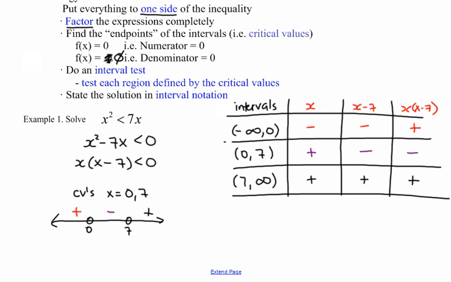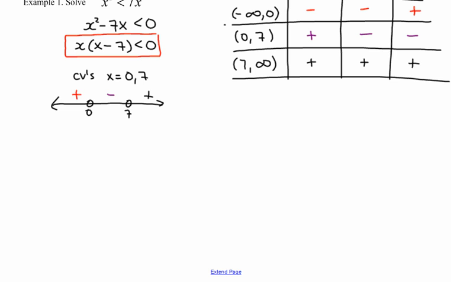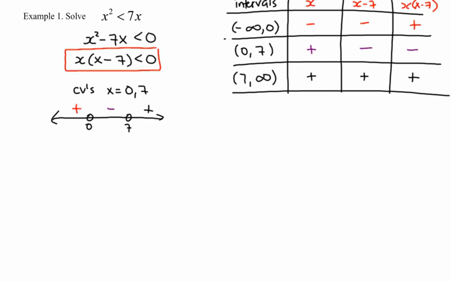Now the question is asking, so we're looking here. We want, when is our function, x times x minus 7, less than or equal to 0? Less than means negative. When is it negative? And so it's negative right here, between 0 and 7. So our solution is between 0 and 7. When x is greater than 0, less than 7. That's our answer.